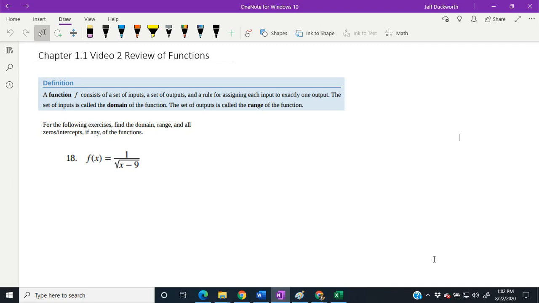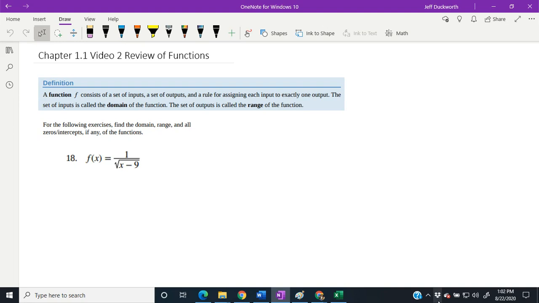So we have a square root function in the denominator. So we've got a couple issues here. One issue is that we can't have a 0 in the denominator. So anywhere our denominator would be 0, our function would not be defined. We would have a problem.